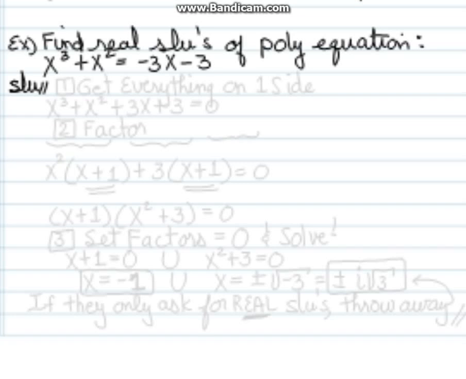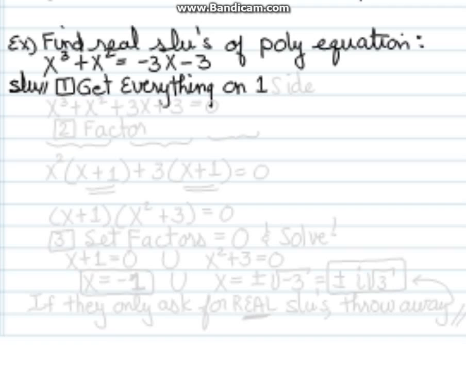Find the real solutions of the polynomial equation x to the third power plus x to the second power equals negative 3x minus 3. Well, obviously this is a polynomial equation, so the first thing we want to do is move everything over to one side. Let's move everything over to the left side. Okay, that's step one. Get everything on one side.